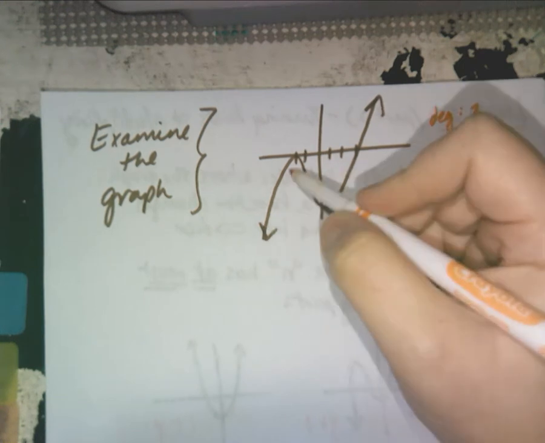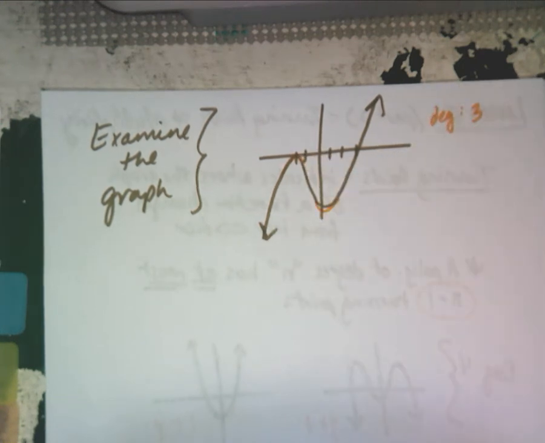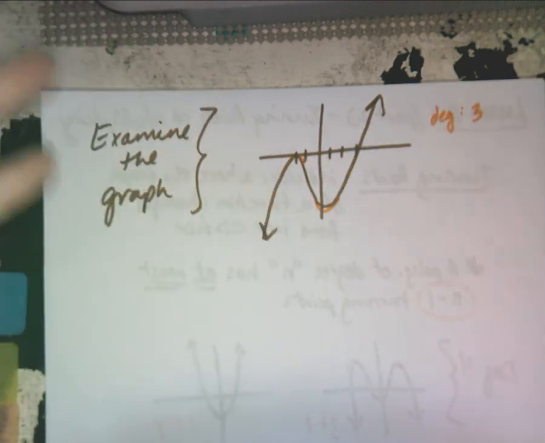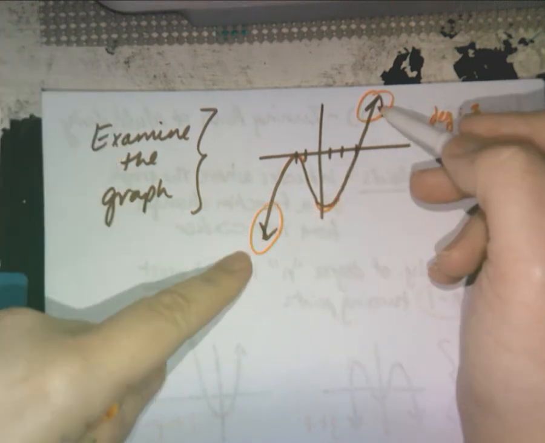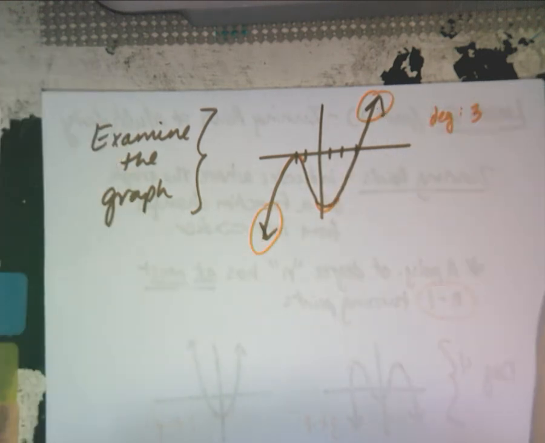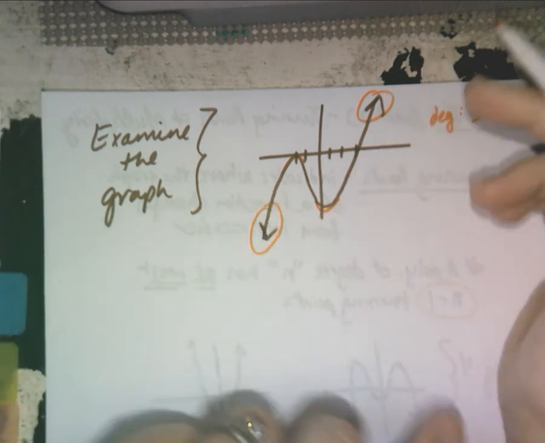1, 2. So if we work backwards, this could be a degree 3. We know the end behavior. Look, it starts down, ends up. So it's definitely an odd degree. We know that for sure. It's got 2 turning points.